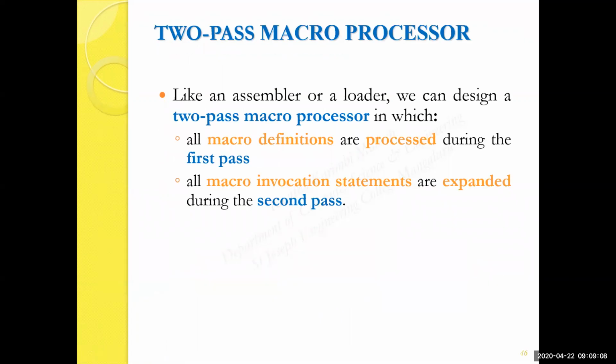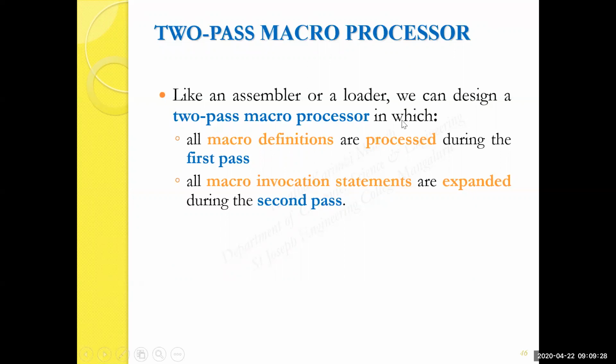Now, coming to the implementation of macroprocessors, we have seen how to implement an assembler, and you have seen that assemblers can be implemented as one-pass assemblers, two-pass assemblers, multi-pass assemblers, and so on. Likewise, a macroprocessor can be implemented as a two-pass macroprocessor or a one-pass macroprocessor.